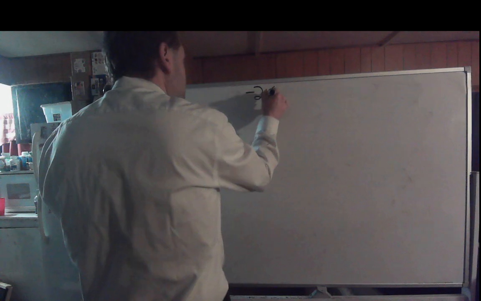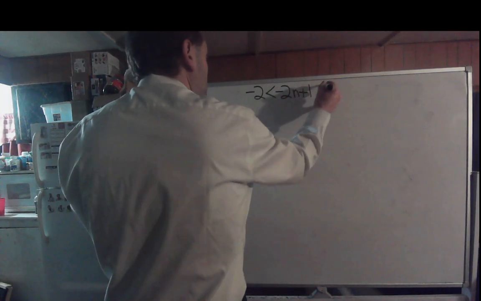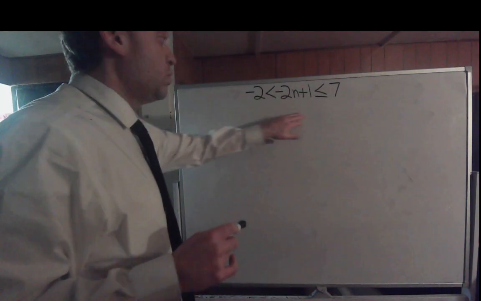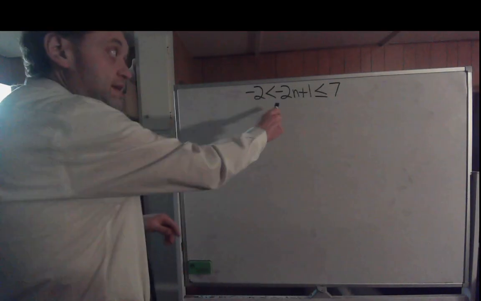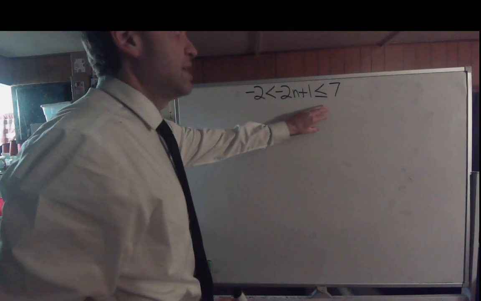All right. Negative 2 is less than negative 2n plus 1, which is less than or equal to 7. So yes, you actually can have two different types of inequalities in a compound inequality. That is correct, that negative 2 is less than negative 2n plus 1, which is less than or equal to 7.